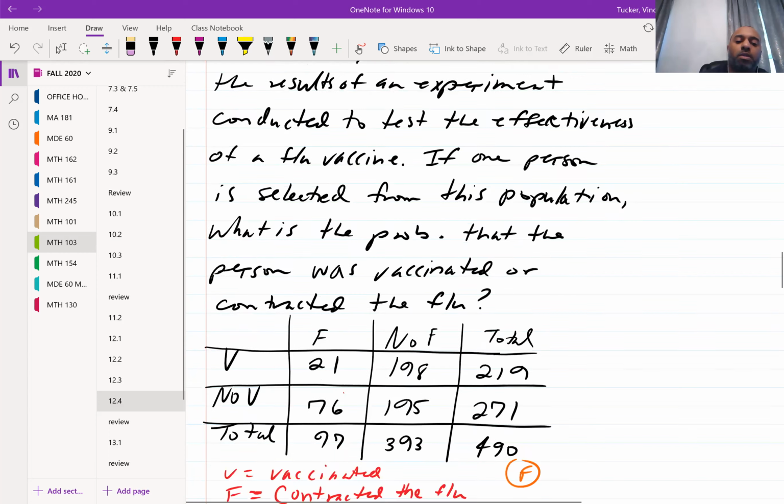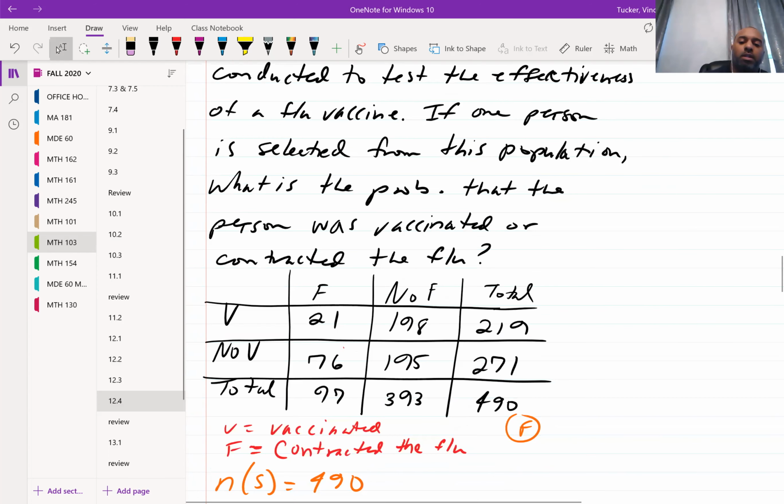All right, so there we have it. This 21 represents those who were vaccinated and still contracted the flu. 198, those who were vaccinated did not contract the flu. 219, just everybody who was vaccinated. 76, no vaccination, but contracted the flu. No vaccination and no contraction of the flu.